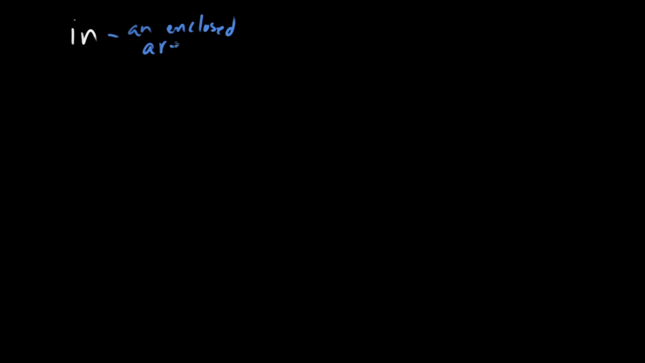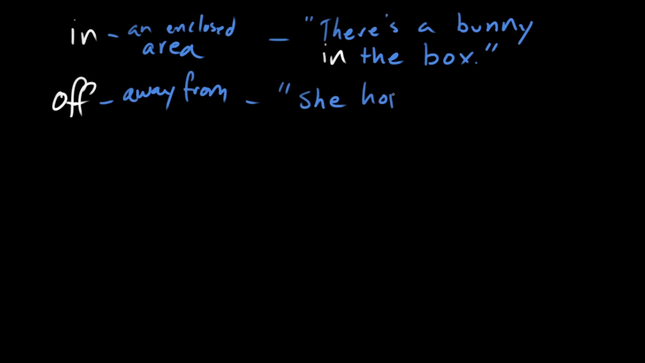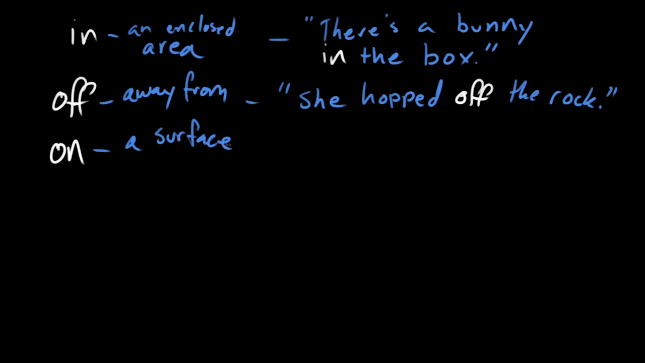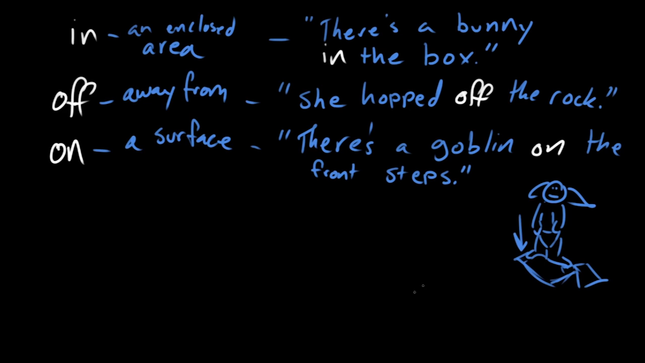In denotes an enclosed area. So you could say something like, there's a bunny in the box. Off denotes away from. She hopped off the rock. On usually denotes being on a surface, as opposed to in, which is in an enclosed area, right? Like I said, so we could say, there's a goblin on the front steps. Right, the goblin is on the steps. The bunny is in the box. Do you see the difference?